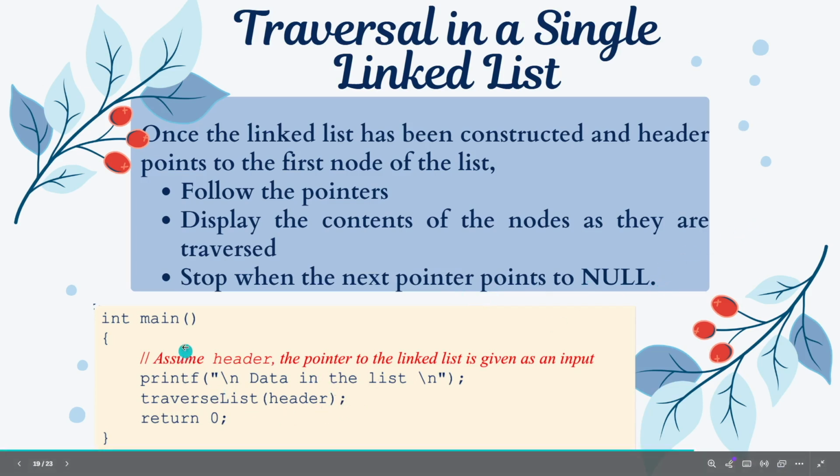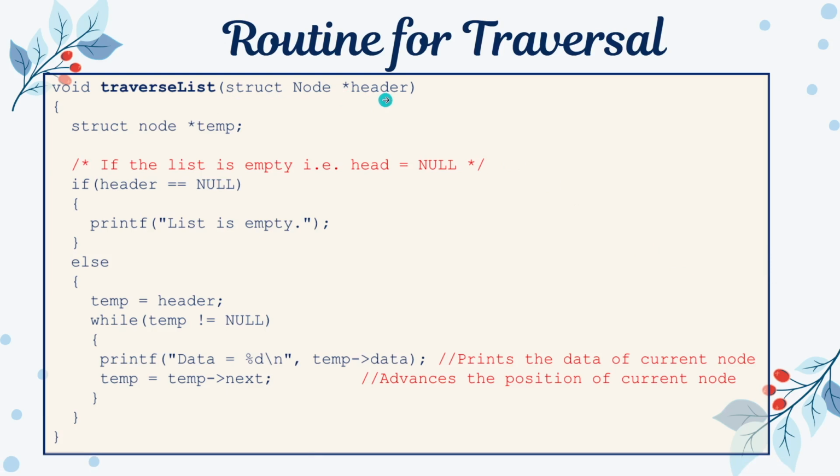So, here what you see is we have a function named traverse list. We pass that function an argument, the header pointer, which is the first node in that list. So the traverse list function takes as an input the header pointer, which is the pointer to the first node in that list. In order to do a traversal operation, the first condition we check is whether header is null or not. If header is null, it means your linked list is empty, which means there are no nodes in that list. Otherwise, if header is not null, it means the list contains some elements.